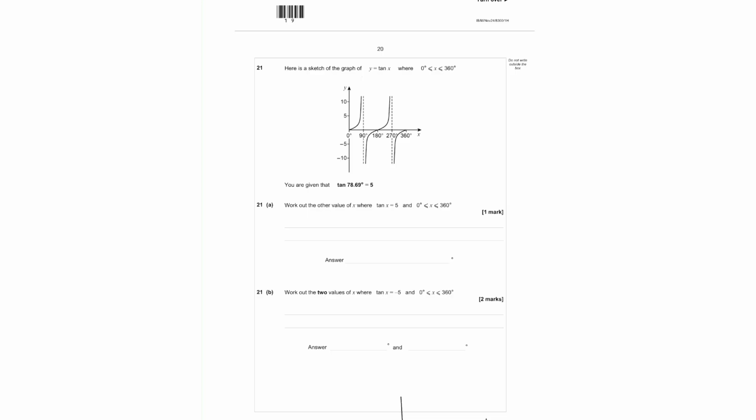So moving on to question 21, and we have a y equals tan x graph here, where our values are between 0 and 360 degrees. We're given that tan of 78.69 degrees is equal to 5, and we want to work out the other value of x, where tan x equals 5 between 0 and 360. So the first thing I'm going to do is just draw a line from 5, so it's not the best line in the world. Where the line that I've just drawn meets the x-axis, this is going to be 78.69 degrees, and we want to find the other place where this is true.